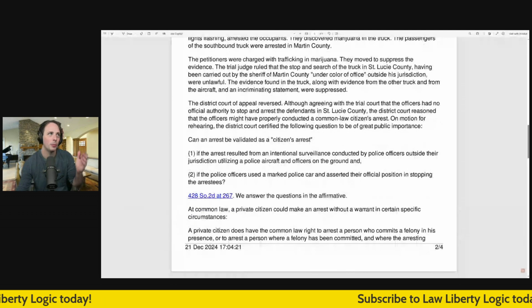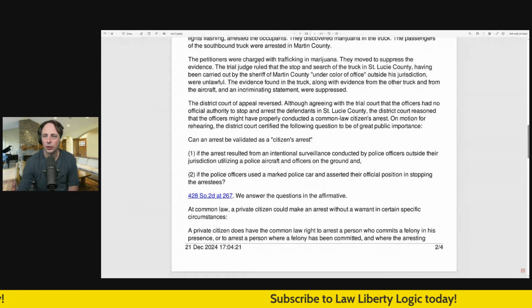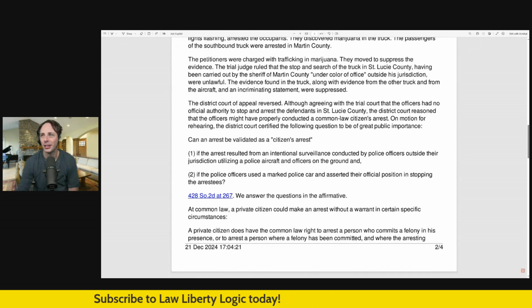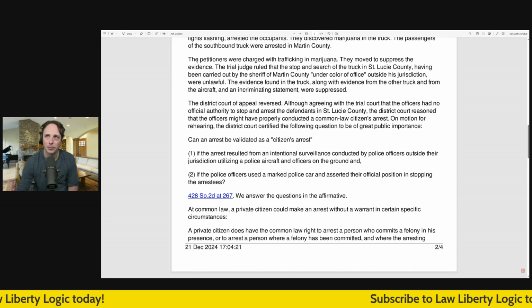And of course, this is well before there was medical marijuana in Florida. So it was especially considered suspicious having marijuana then, even though I personally think it should all be legal. But that's the backdrop here.